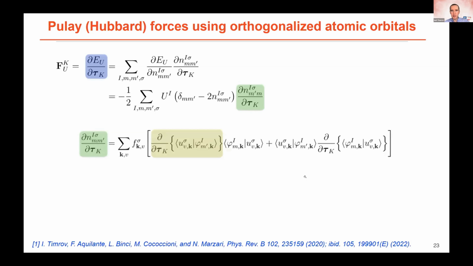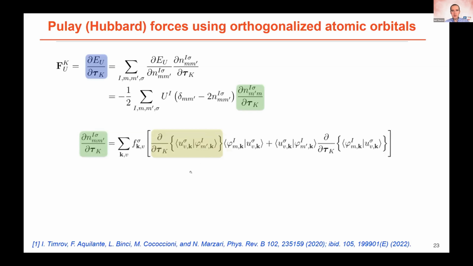It's this quite long expression, and the main quantity that we need to compute is this expression in yellow, the derivative of the scalar product between the lattice-periodic part of the Kohn-Sham function u with the Bloch sums of the localized functions phi of m. That's why it has the index k.